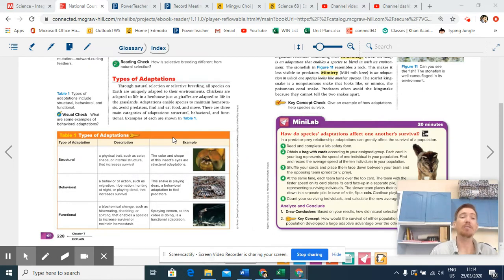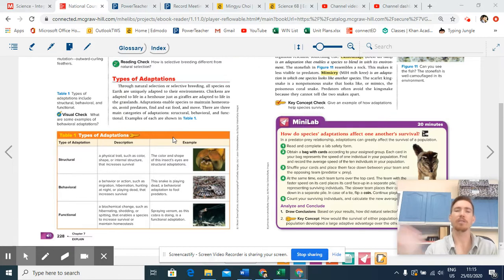Now let's talk about behavioral, the second one. Behavioral is an action. You guys know what behavior is. You have terrible examples of them all during class, almost every day. And in a weird sense, I don't miss it at all.